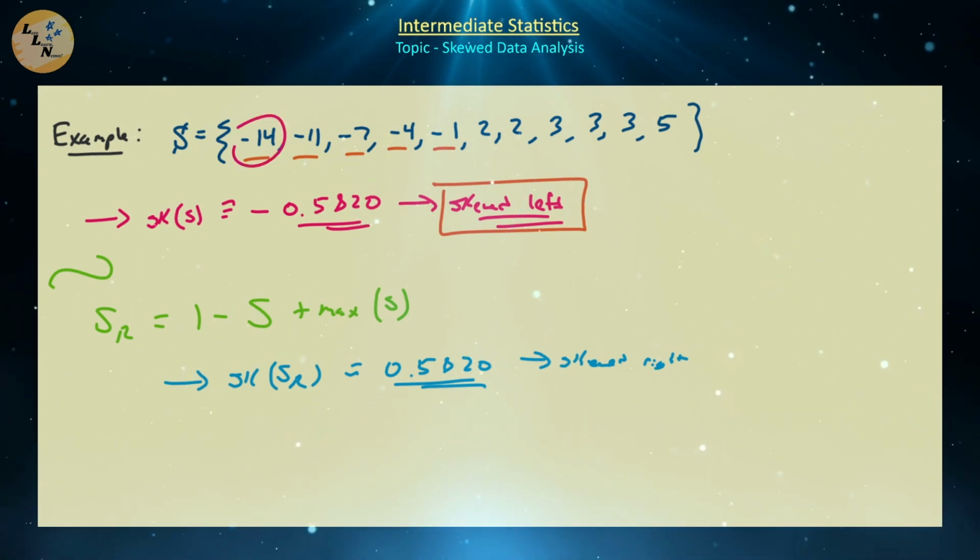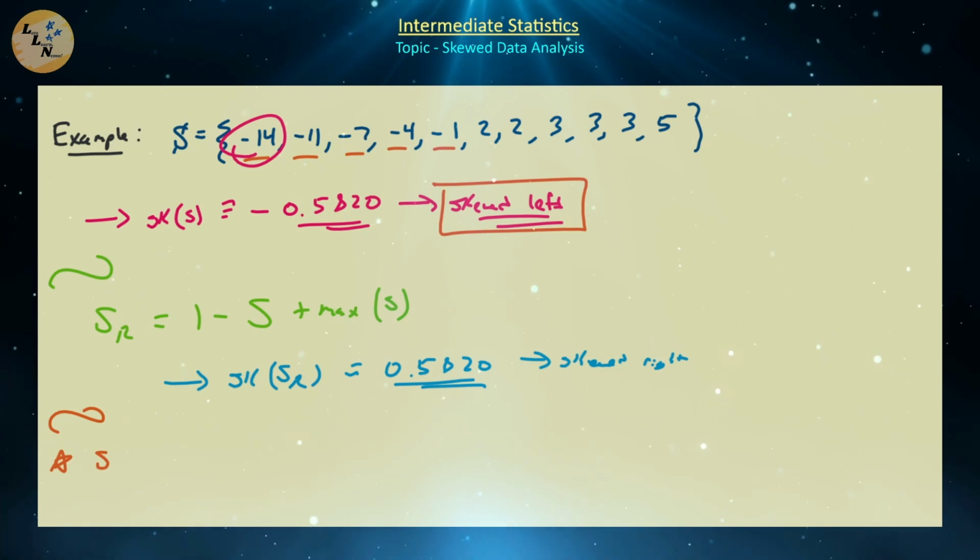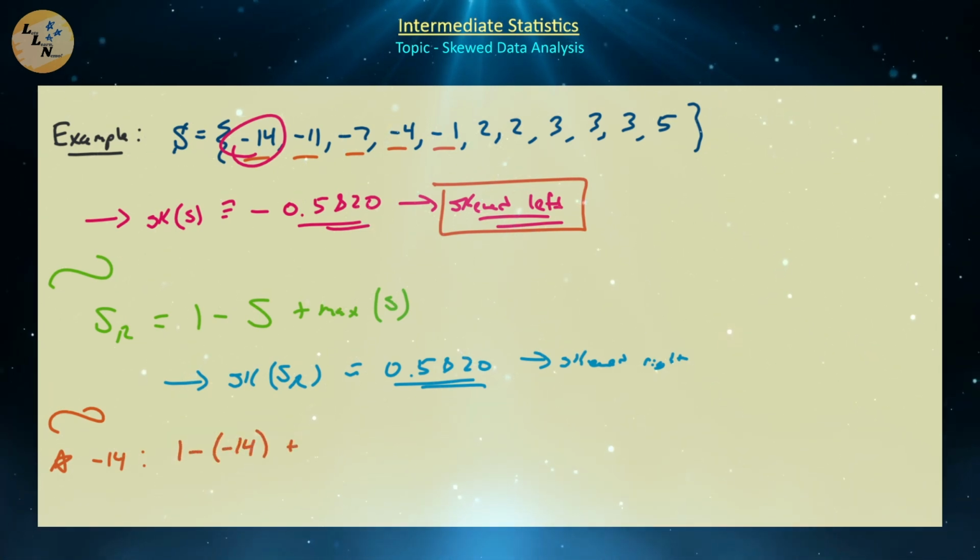And now let us actually talk about what's going on with these negative values. So where has negative 14 gone? So in this little transformation, we have our newly transformed data set. So let's look at minus 14 in focus. So that's going to go to 1 minus negative 14 plus the maximum value of S, which is going to be equal to 5.